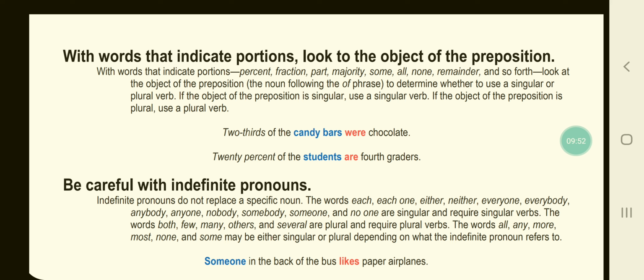For example, two-thirds of the candy bars were. Now children, candy bars, plural. Henceforth, the verb were has come here. Same goes with 20% of the students. Now the noun students, since it is in plural form, therefore the verb has also come in its plural form.